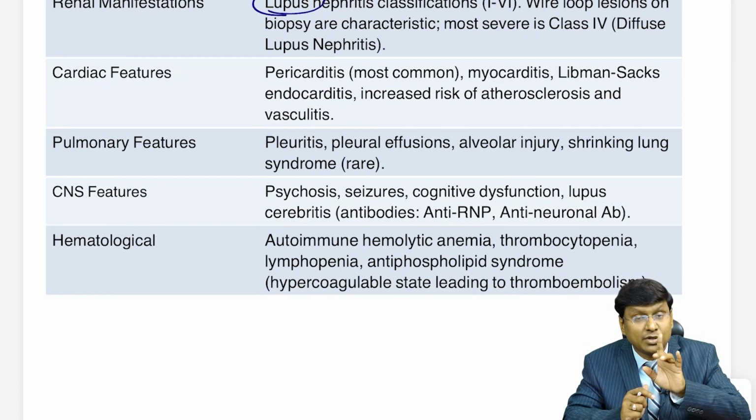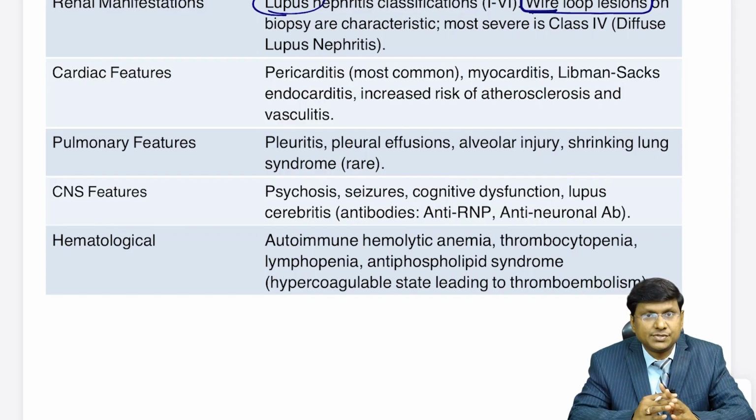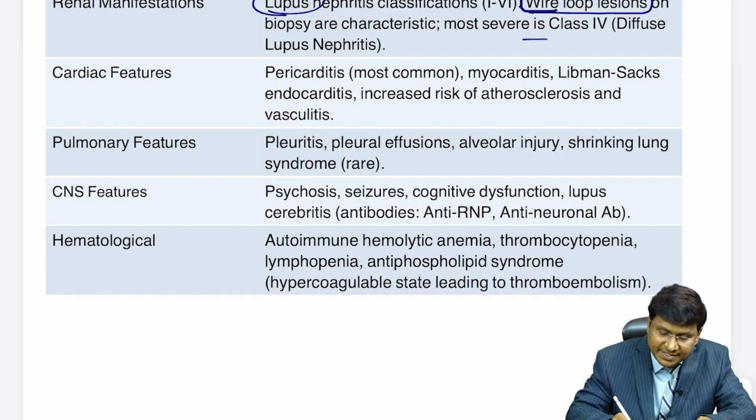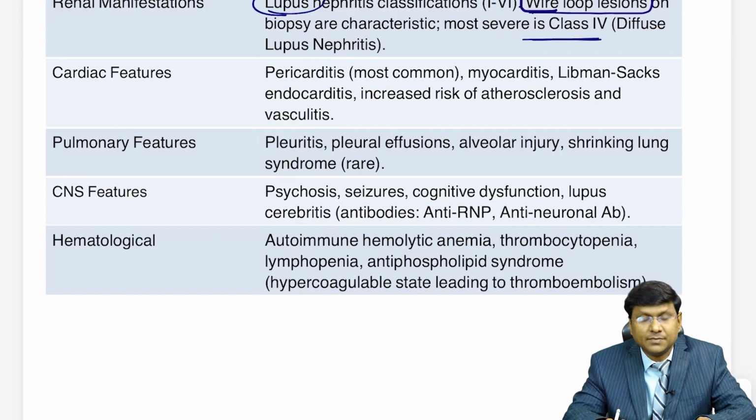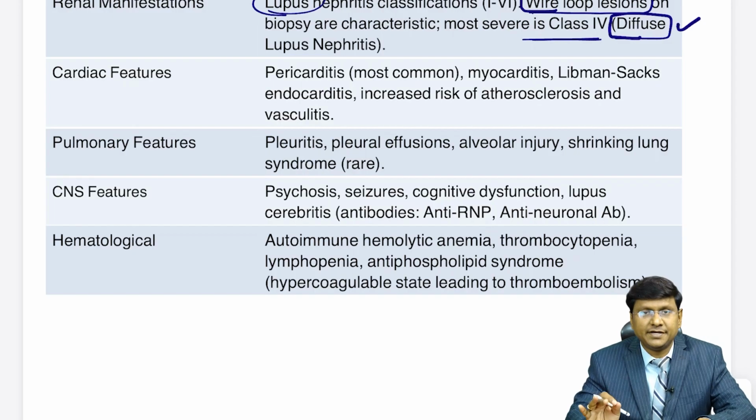And as I have said, there are totally 6 classes. Out of these 6 classes, the characteristic lesions will be wire loop lesions. That is what you observe on the biopsy, right? And the most severe is class 4, which is considered as diffuse lupus nephritis, right?